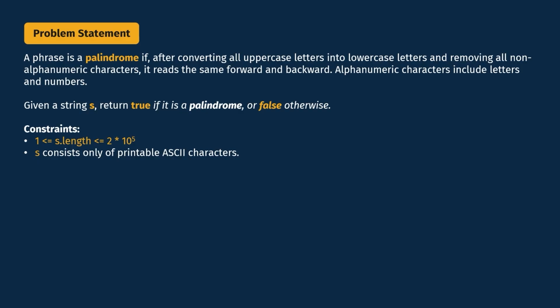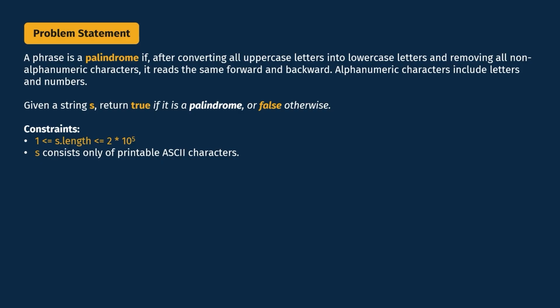The key insight here is that we need to pre-process the string first. We cannot just check the original string as is. We need to normalize it by removing spaces, punctuations, and making everything lowercase before we can determine if it is a palindrome. Now let's quickly go over the constraints.